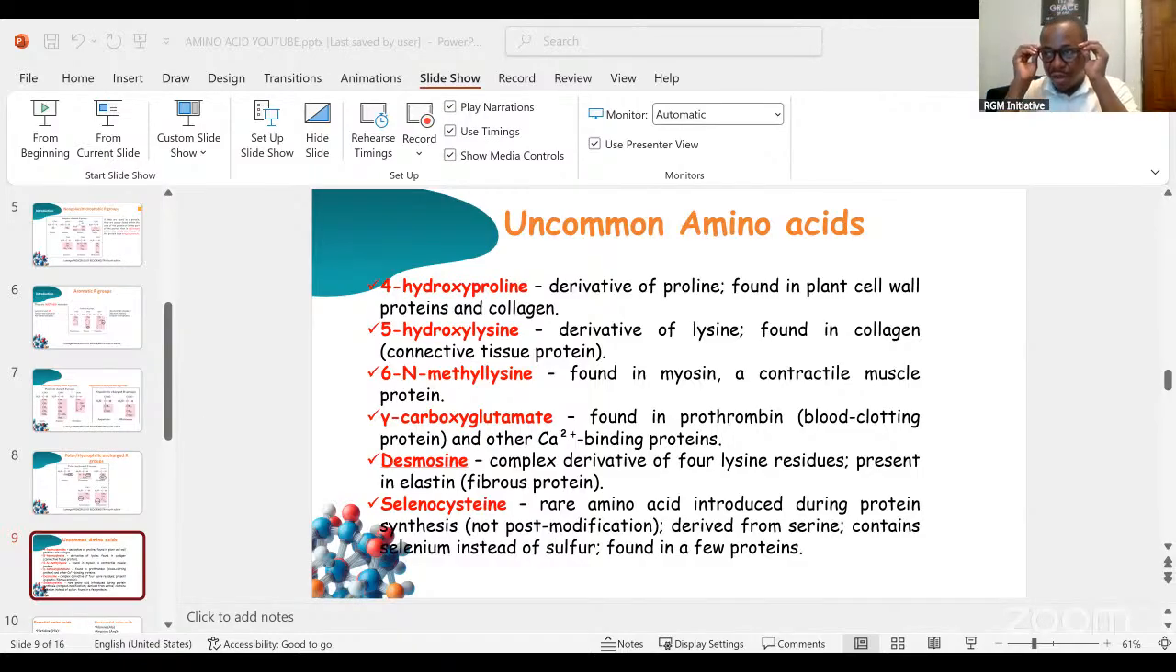So, Edward, one person say, which level is this? This is general biochemistry. It is irrespective of level.